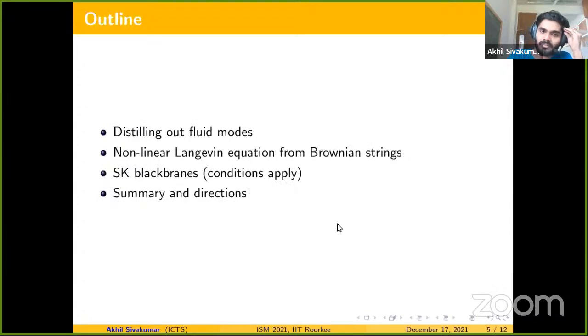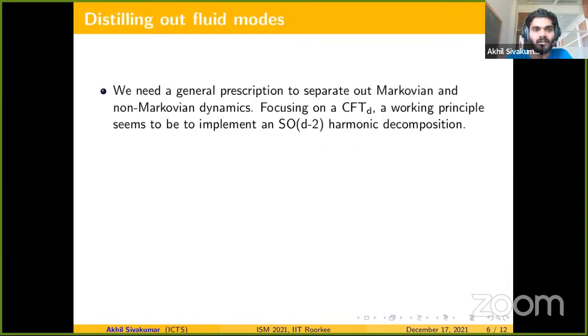So this is the outline for the talk. I'll talk about distilling out the fluidic modes. Then I'll give an example of the final goal, how to understand this paradigm of Wilsonian EFT, by considering the example of deriving a nonlinear Langevin equation for a Brownian particle in the holographic plasma, considering a dual string moving in the bulk. And then if time permits, we will talk about Schwinger-Keldysh black branes, and then we will summarize and float some future directions. So, like I said, we need a general prescription to separate out Markovian and non-Markovian dynamics.